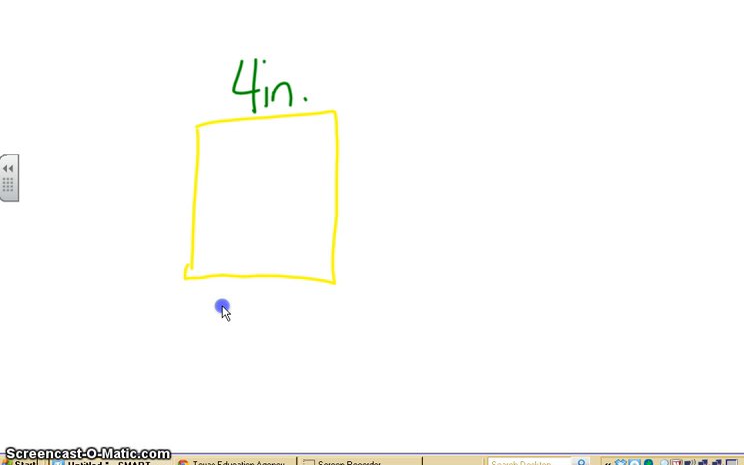Well, I told you this was a square, so what do we know is true about a square? We know that all the sides are equivalent in a square, so I can go ahead and label all my sides.